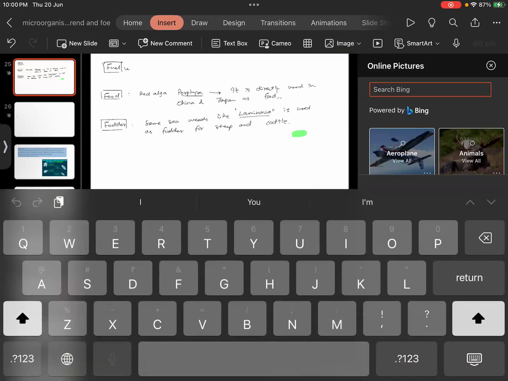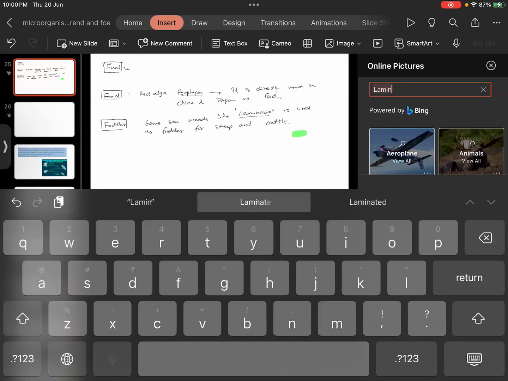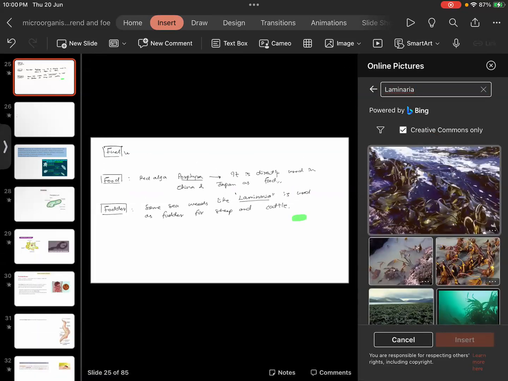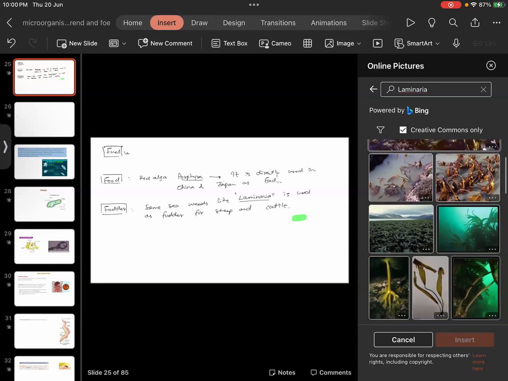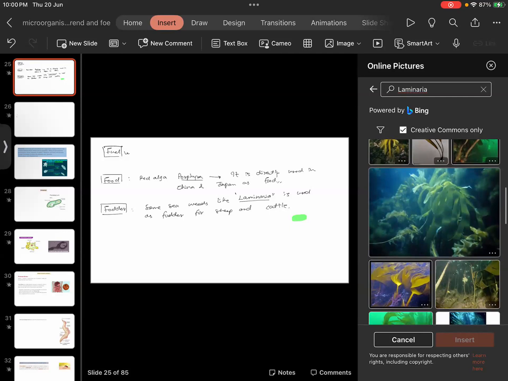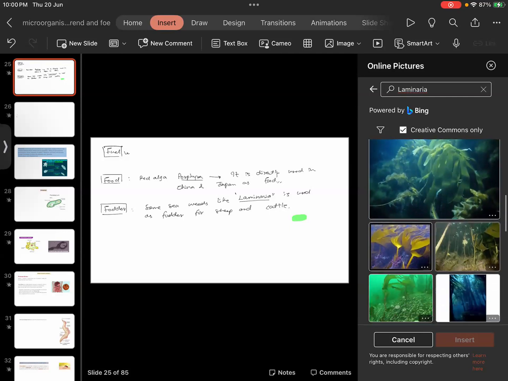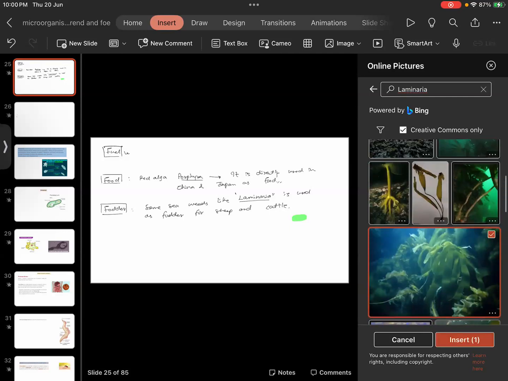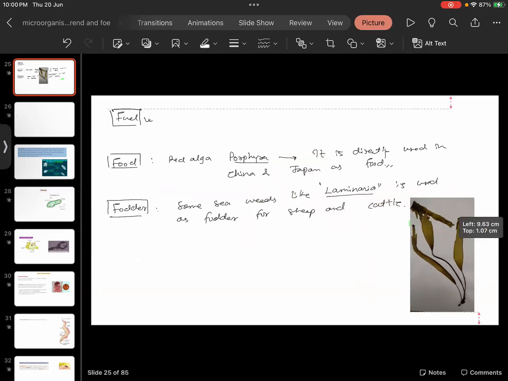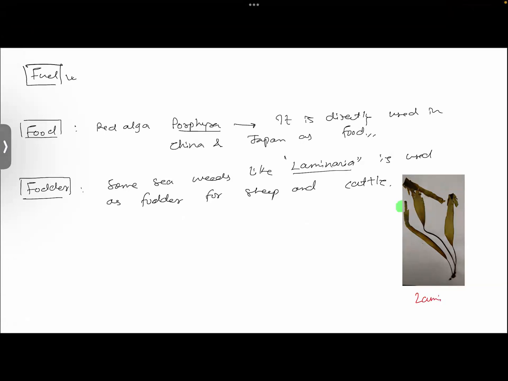Let me show you an image of this laminaria which I'm talking about. See, this is what I'm actually talking about. So this can be directly used as food for sheep and goats. Getting it, guys? Yes, sir. Looks very similar to kelp, isn't it? So that is laminaria.